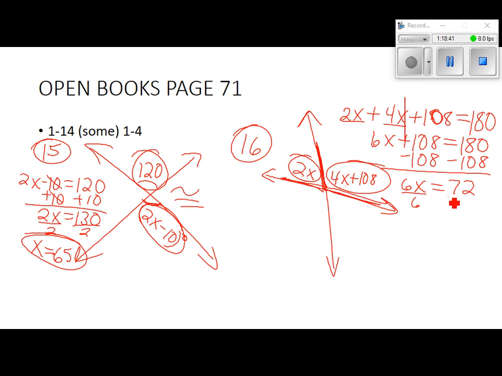Divide by 6. Grab your calculator. 72 divided by 6. X equals 12. Again, all they wanted you to find was x, so you don't have to plug back in. So x equals 12.